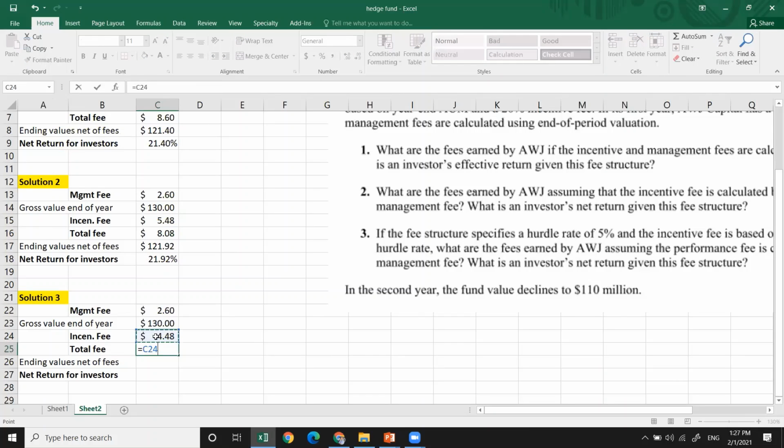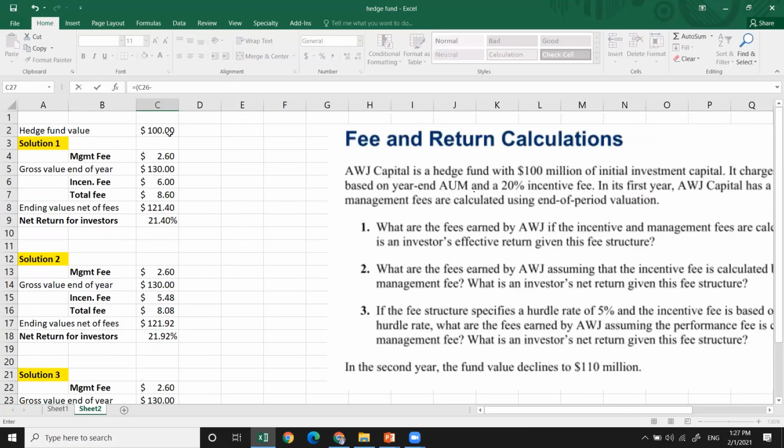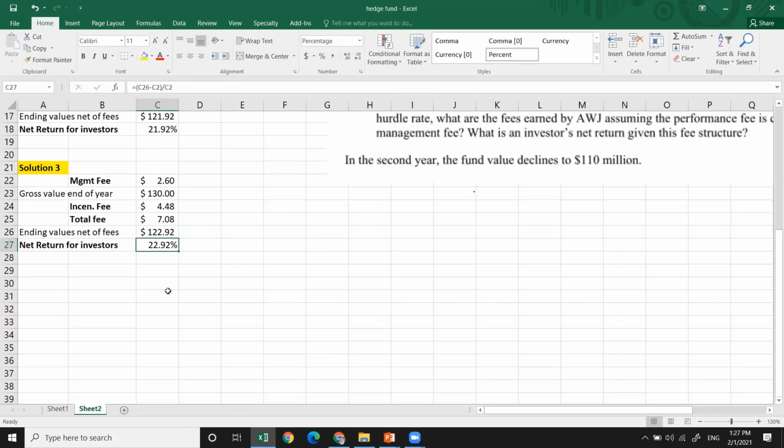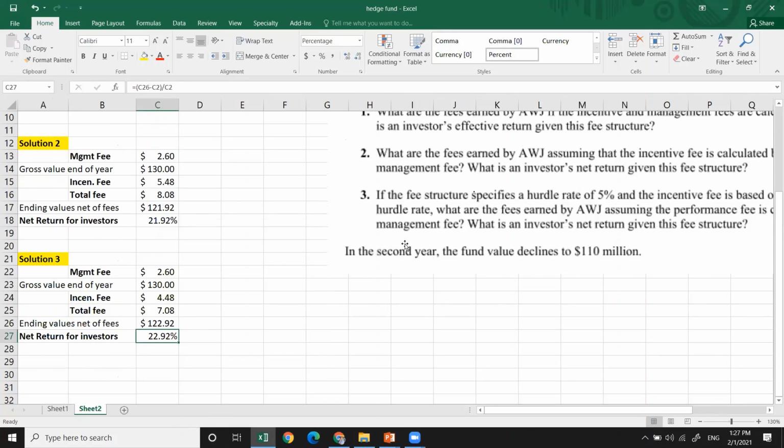And the total fee is, and ending value 130 minus this, and we can see that the return to the investors, as we expected, is higher. It is 22.92%, which is almost 23%. So this is how we get it.